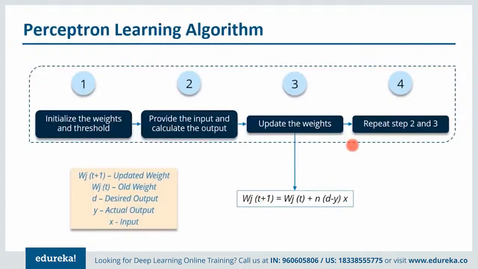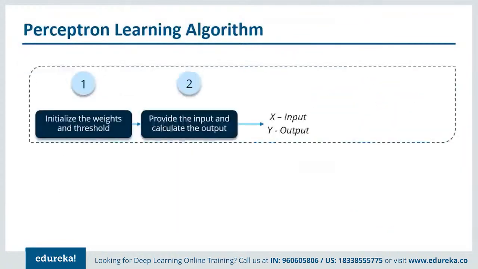Then we repeat steps 2 and 3. We apply this new weight, again calculate the output, and again compare it with the desired output. If it matches, then it's fine. Otherwise, we update it again. So this is how the whole perceptron learning algorithm works. And don't worry guys, I'm going to show you practically how it actually works in my PyCharm.